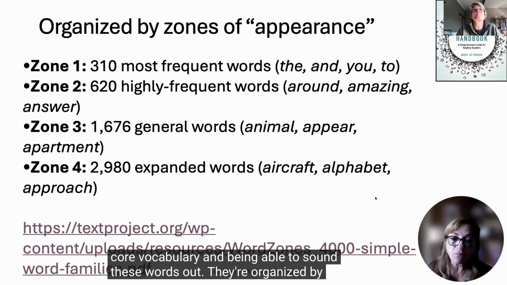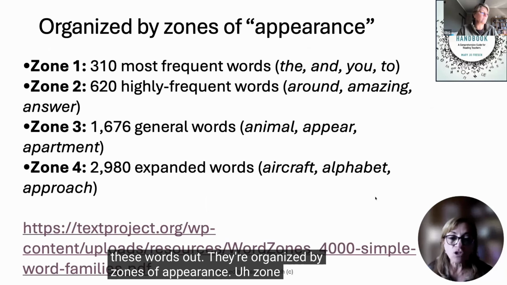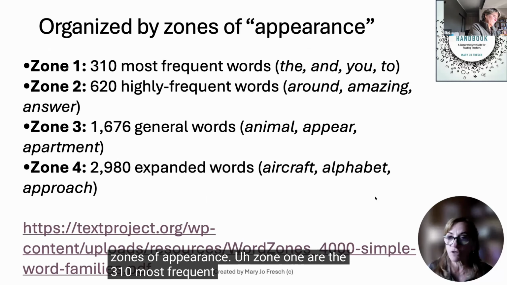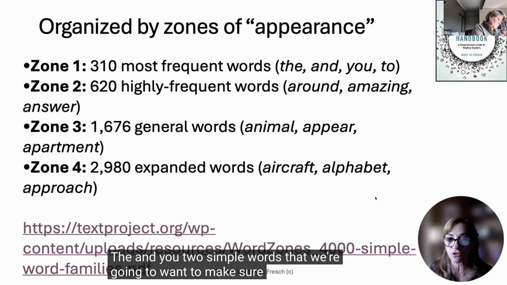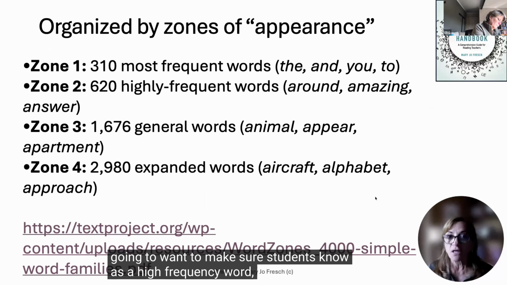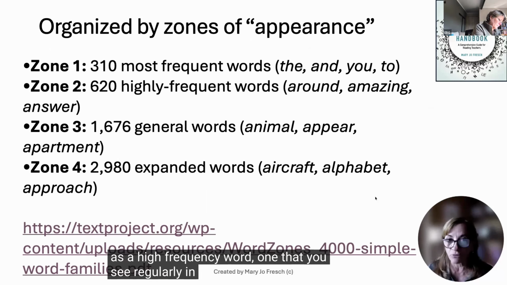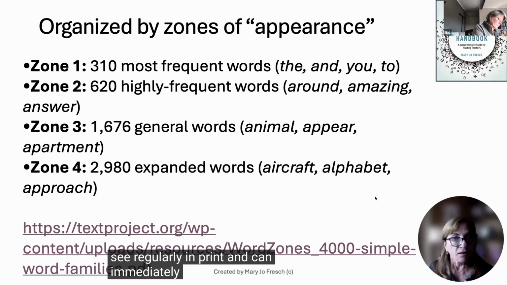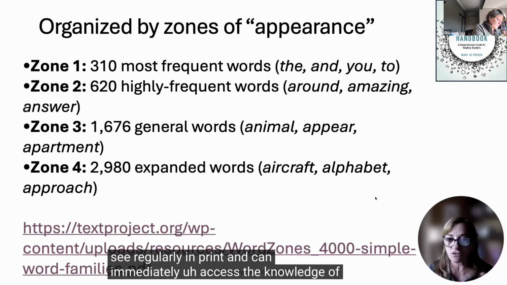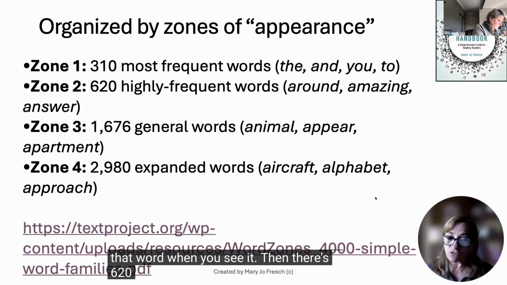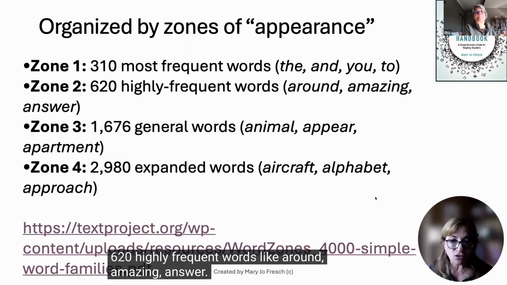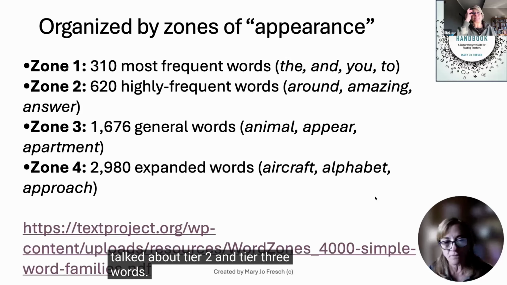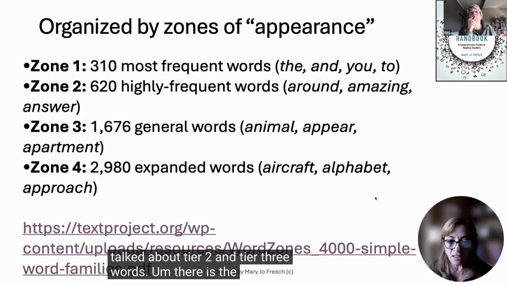They're organized by zones of appearance. Zone 1 are the 310 most frequent words that she found. The, and, you, to. Simple words that we're going to want to make sure students know as a high frequency word, one that you see regularly in print and can immediately access the knowledge of that word when you see it. Then there's 620 highly frequent words like around, amazing, answer. And then in the next zones, we get into that same thing we talked about, tier 2 and tier 3 words. There is the link for that.